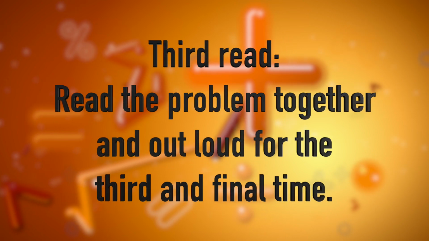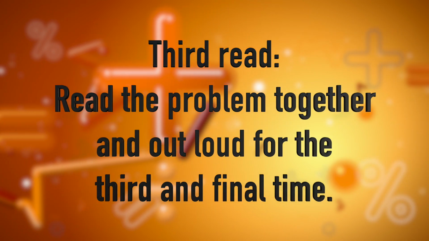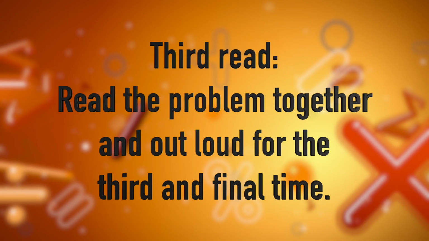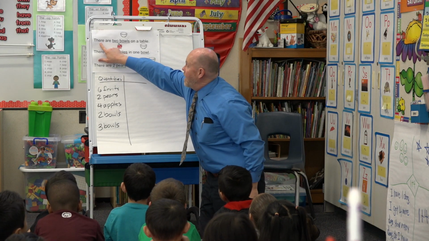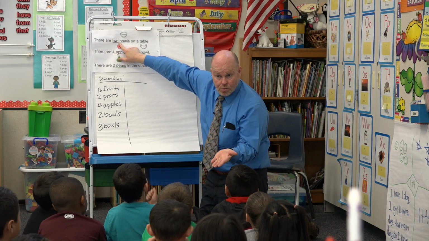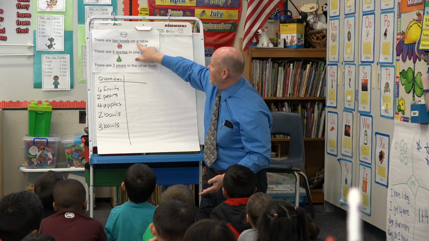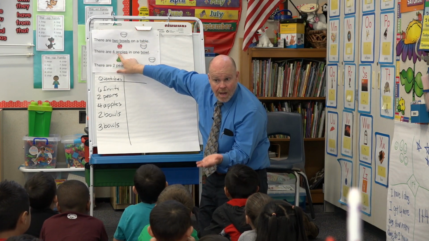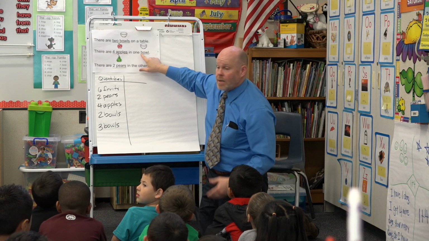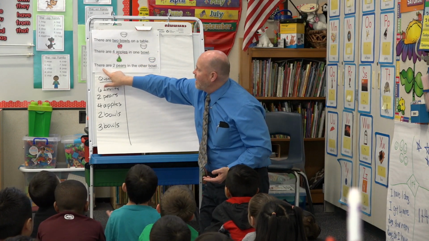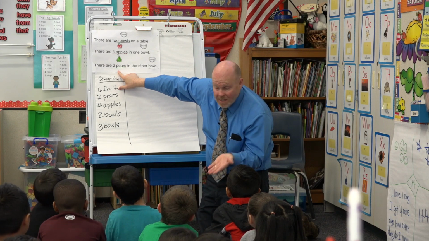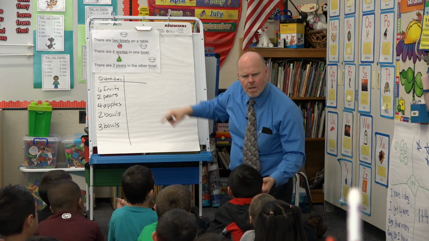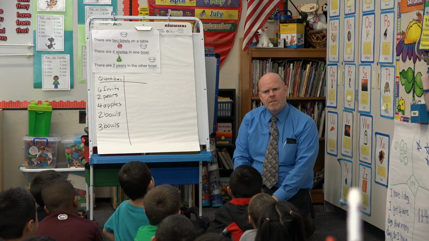We're going to read this problem a 3rd and final time. I like the way you guys read in unison. You did a good job. Let's do that again. All right? So, there are 2 bowls on a table. There are 4 apples in 1 bowl. There are 2 pears in the other bowl.